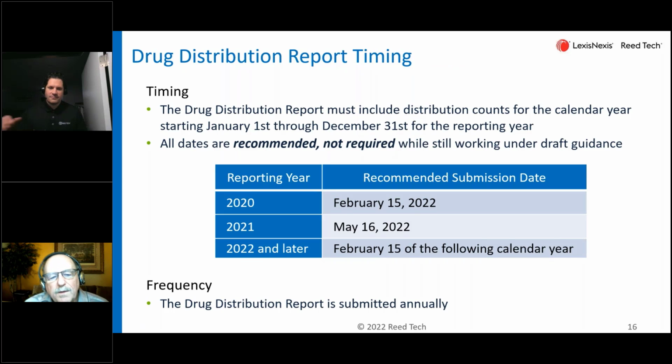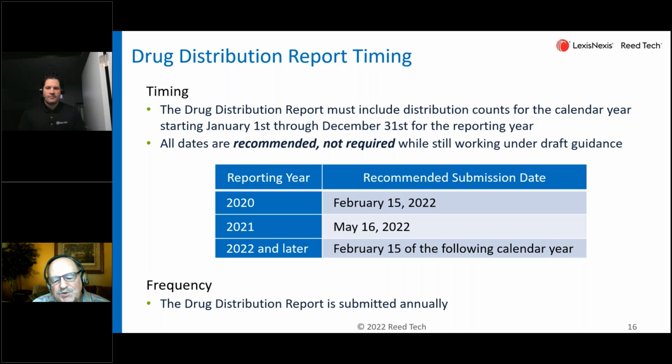Now, as to the timing, this was a slide that I was looking for earlier. The timing was based on a reporting year, and this went kind of retroactive. So the FDA said that for the production in 2020, you'll need to pull those counts together and submit that information as of February 15th of this year.